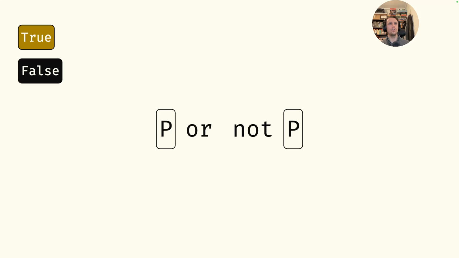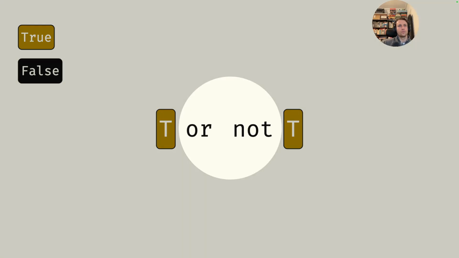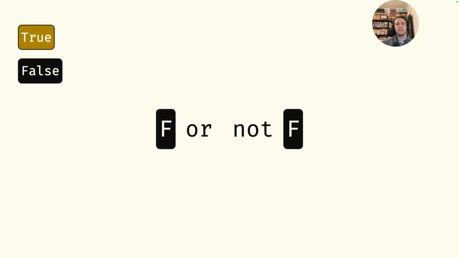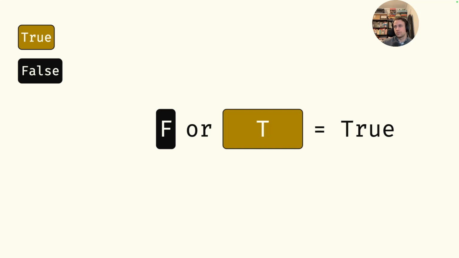Let's do P or not P. Yes, this also works. You could set P to true, and now on the right you have not true, which becomes false. But that's fine, because true or false is still true. But what I was getting at here is that it actually doesn't really matter, because if you set P to false, then the not false on the right becomes true, and you still get true as the final result. But fair enough. You can satisfy it with whatever assignment you pick.